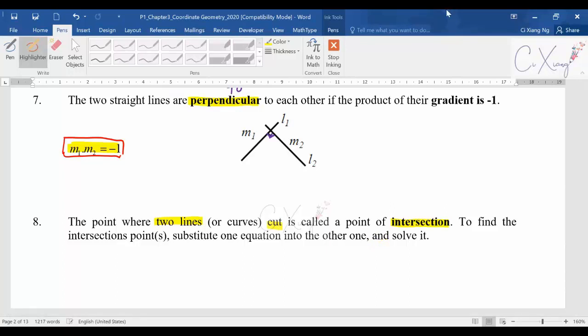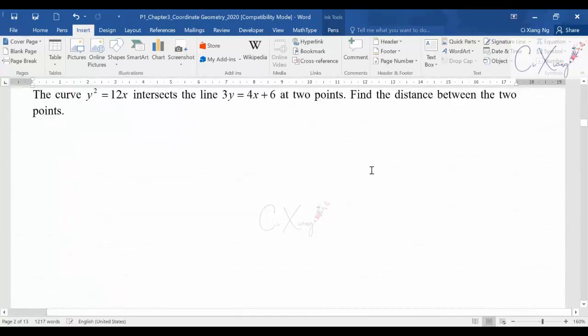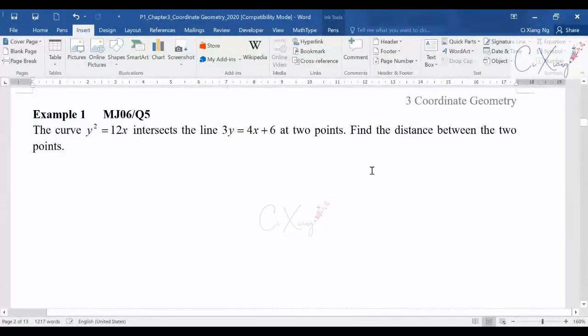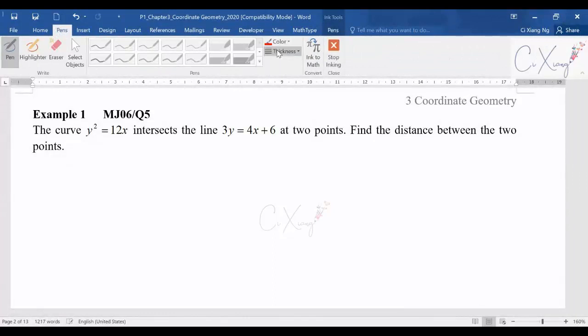Okay, next. So these are some very basic ideas about all the details of coordinate geometry, like the length, gradient, and so on. All right, so maybe we can try to discuss some questions here.